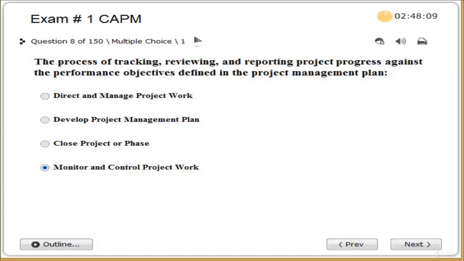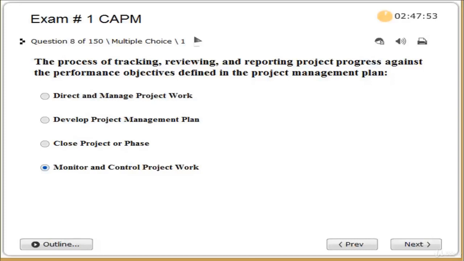Option A. Direct and manage project work is the process of leading and performing the work defined in the project management plan and implementing approved changes to achieve the project's objectives.